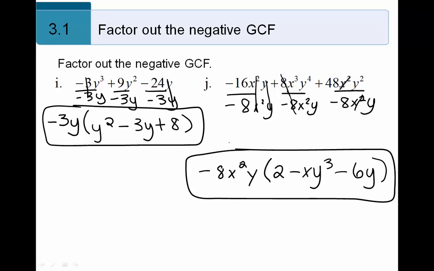All right, and that brings us to the you-tries, so I'm going to just go ahead and stop there. So that concludes lesson 3.1.